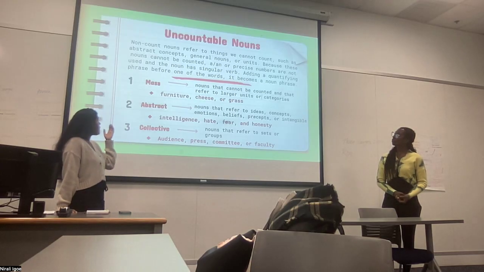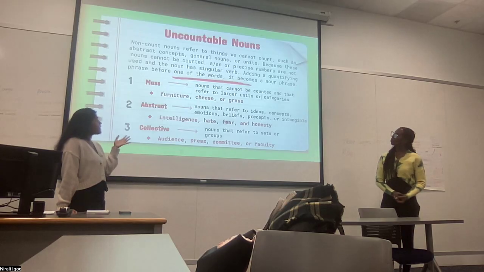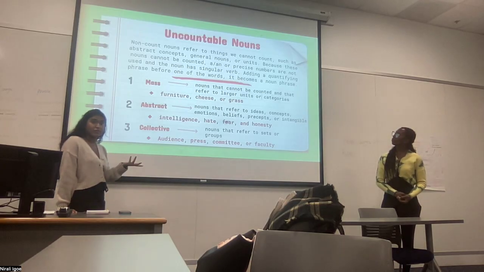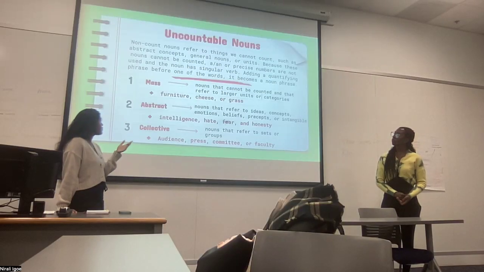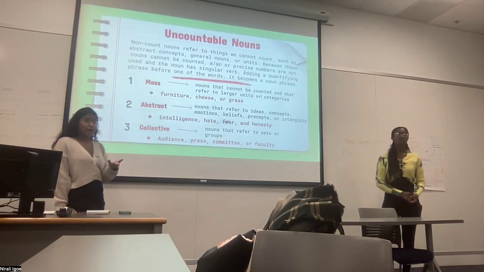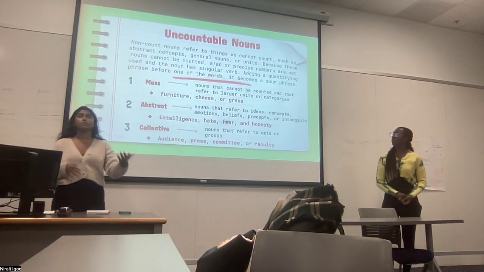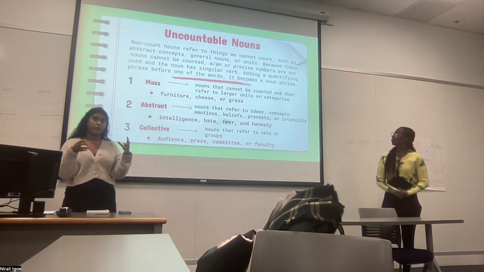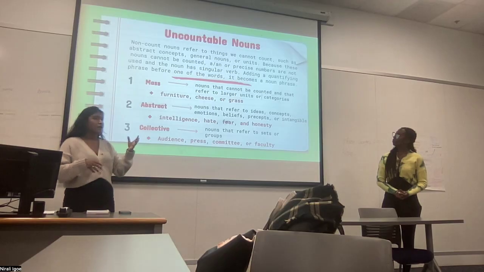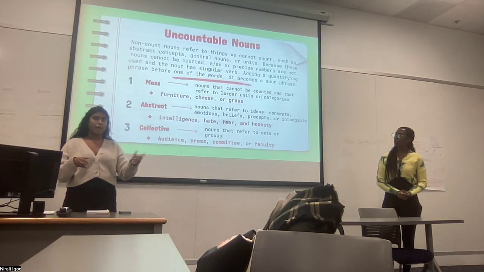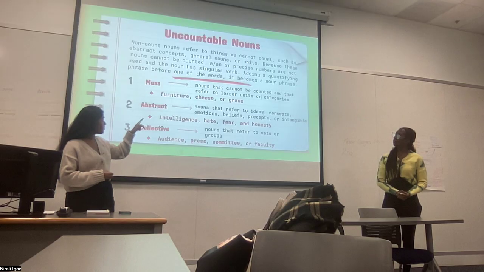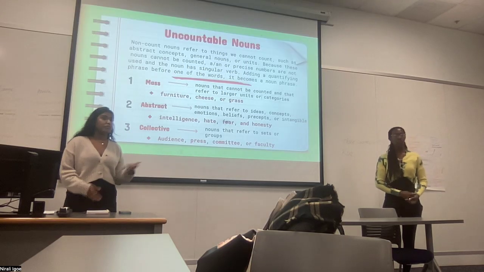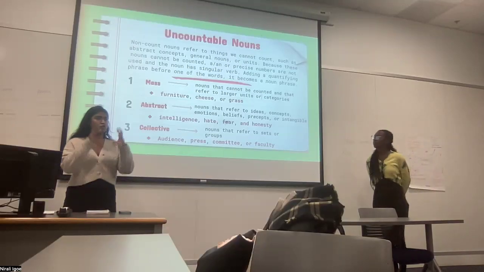So we have mass nouns. These are nouns that can't be counted and refer to larger units and categories. So for this would be furniture, cheese, or grass. For furniture, that refers to tables, desks, chairs, a group of things that fit into a specific category. Okay? For cheese, it's hard to count cheese. However, you can say cheeses, so you can use the plural S. And then for grass, as we covered, a blade of grass, you can't count individual grass.